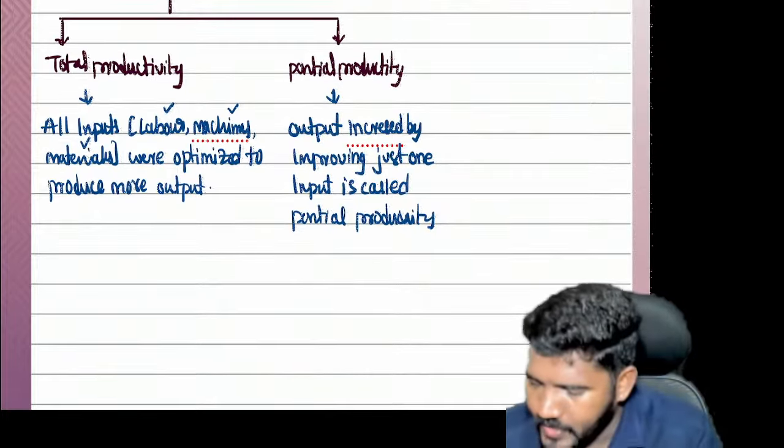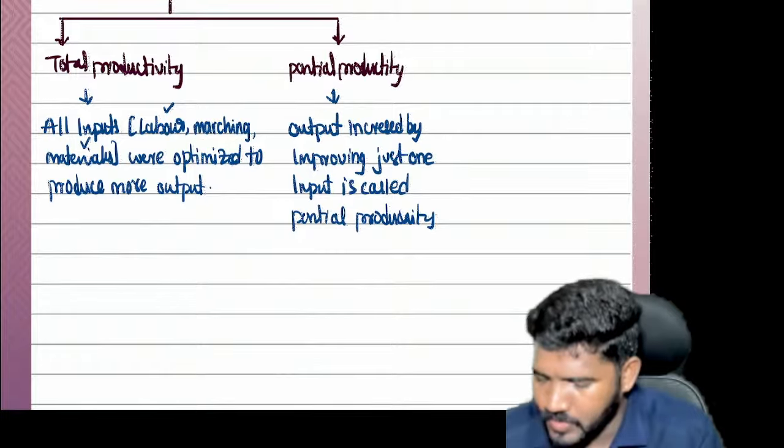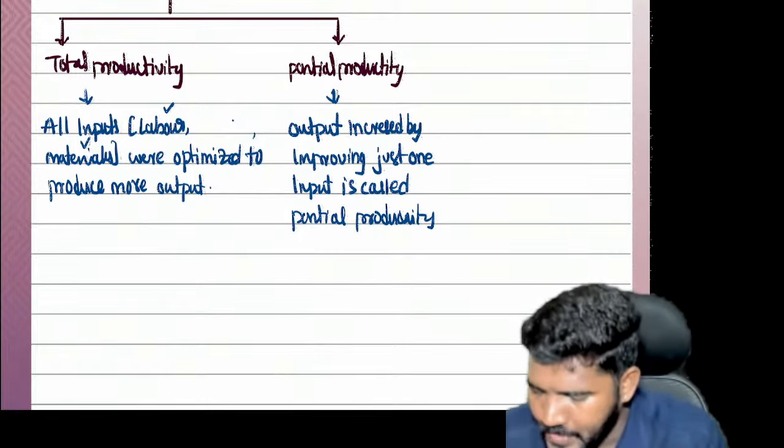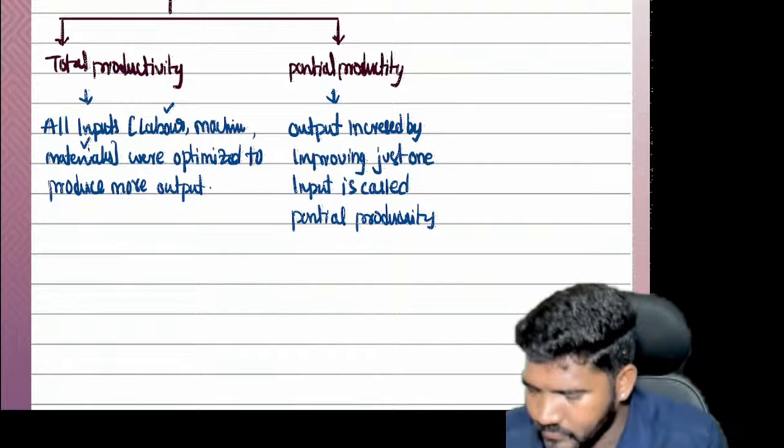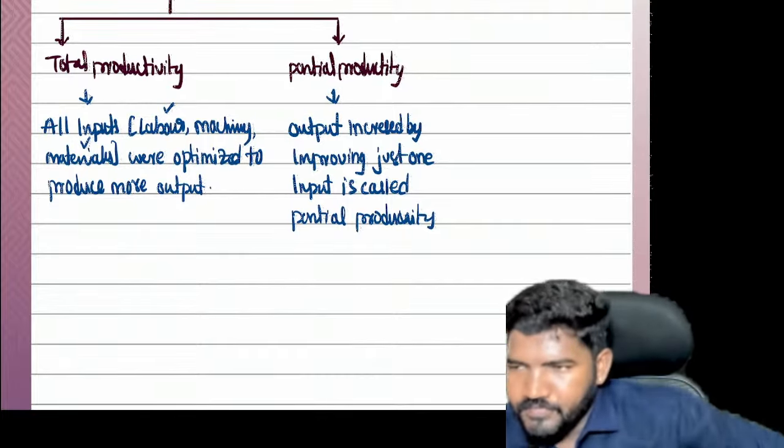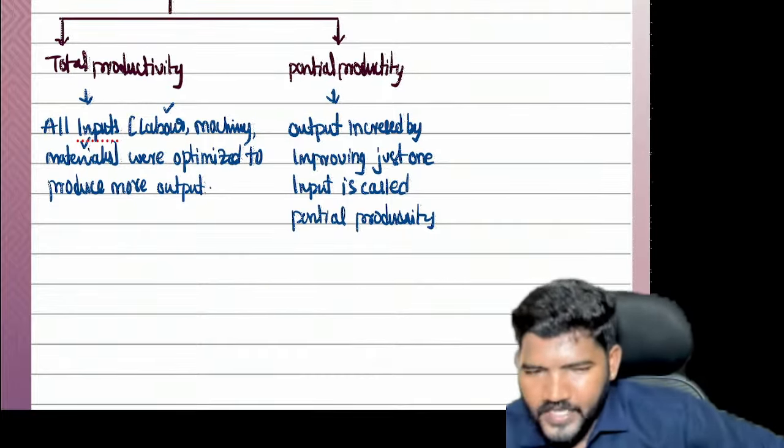Take another example to understand partial productivity. There is a bakery. In that bakery, they are using extra yeast.